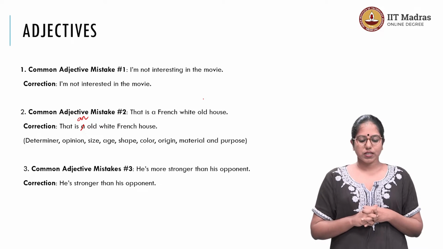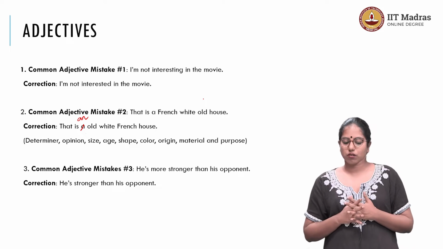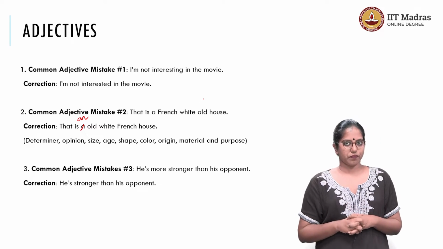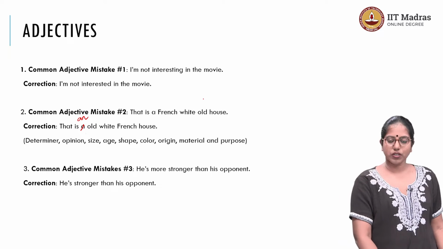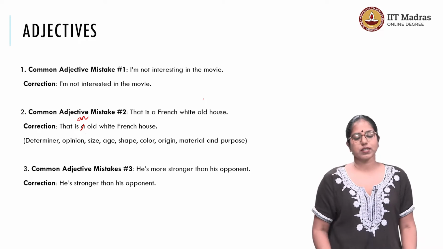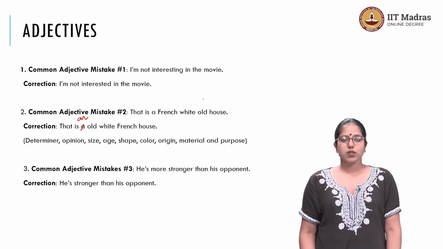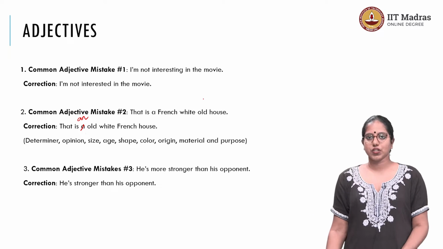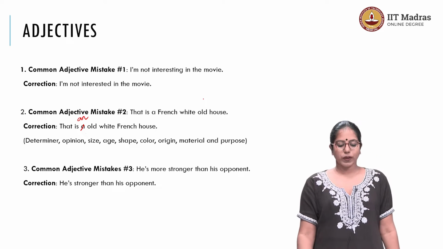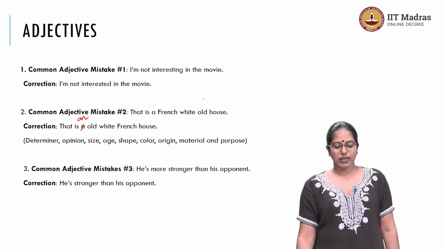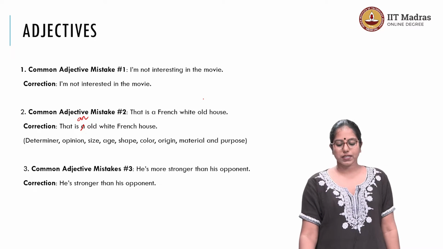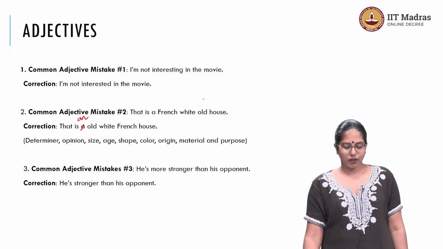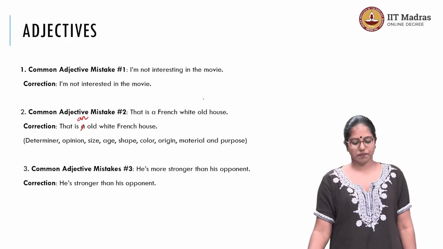So let's check the first sentence. "I am not interesting in the movie." Well, that's a wrong usage. The right sentence is, "I am not interested in the movie." Let's check the explanation. Why is it interested and not interesting? Many adjectives are formed by adding ed and ing to a verb. When an adjective ends with ing, it describes the effect of a thing or a person. Likewise, when an adjective ends with ed, it describes how the person feels.